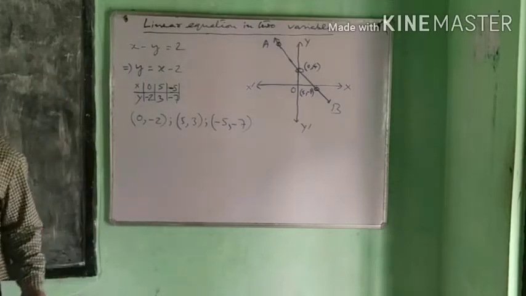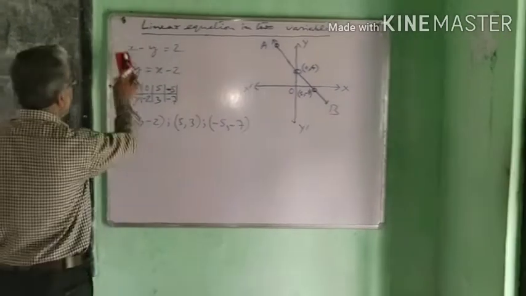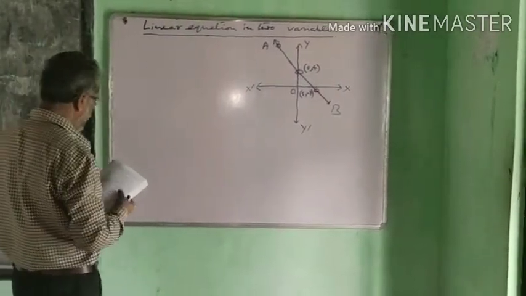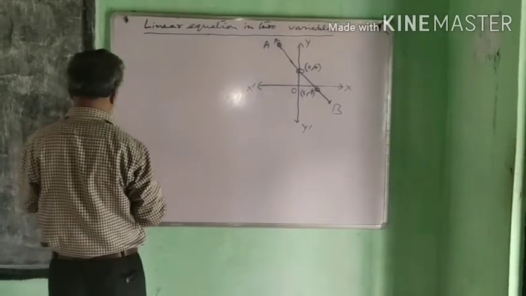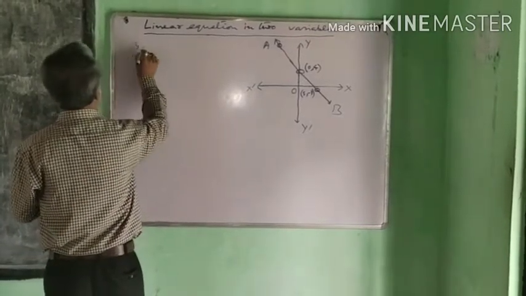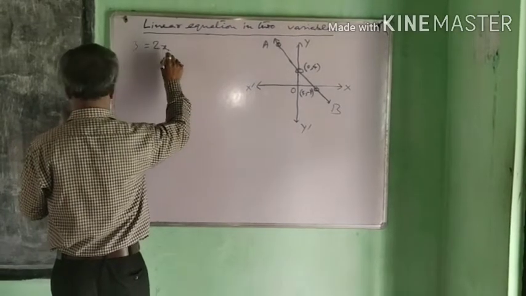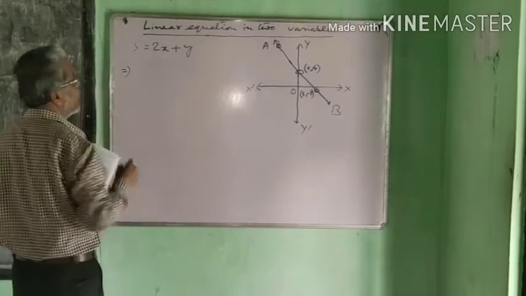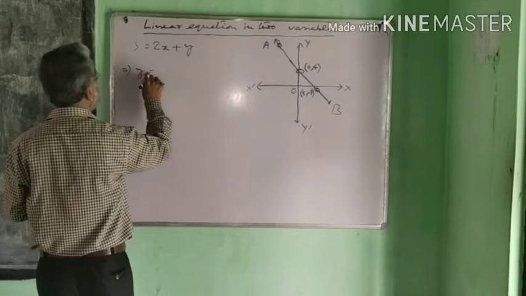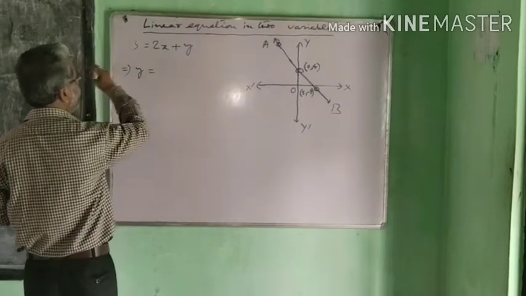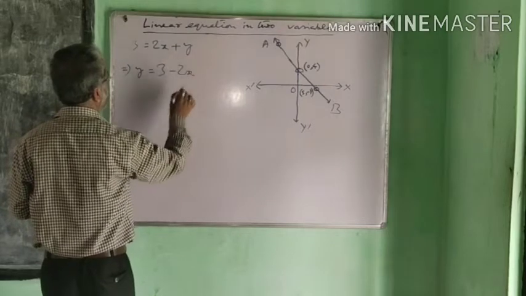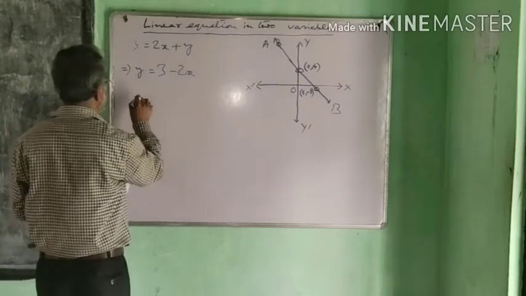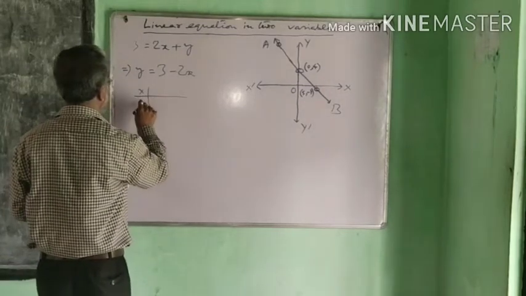Now let us take another example. Suppose 3 is equal to 2x plus y. So what will be y? Y is equal to 3 minus 2x. We have found the value of y. Y is equal to 3 minus 2x. Now find three solutions.